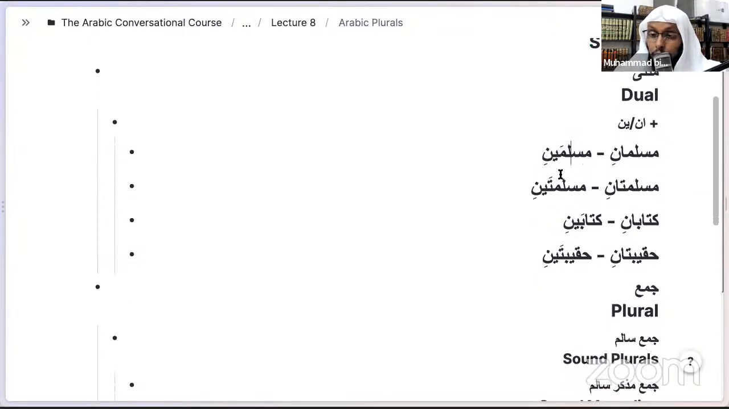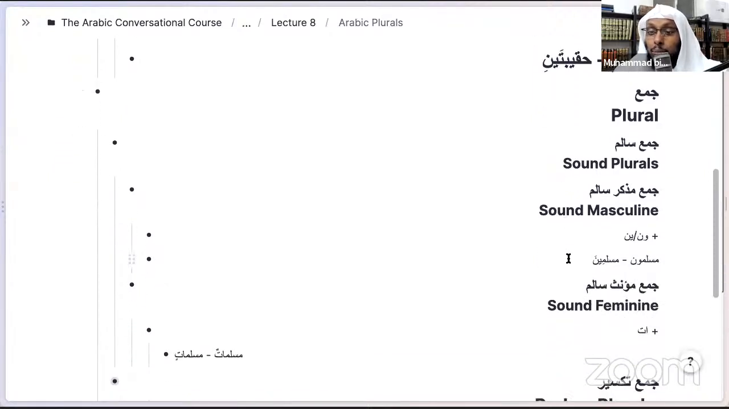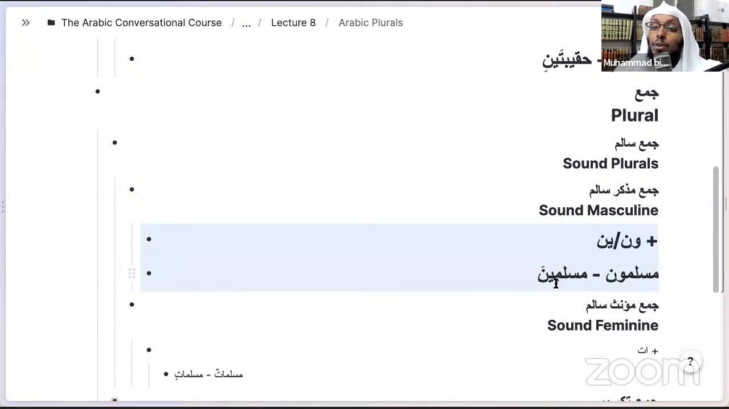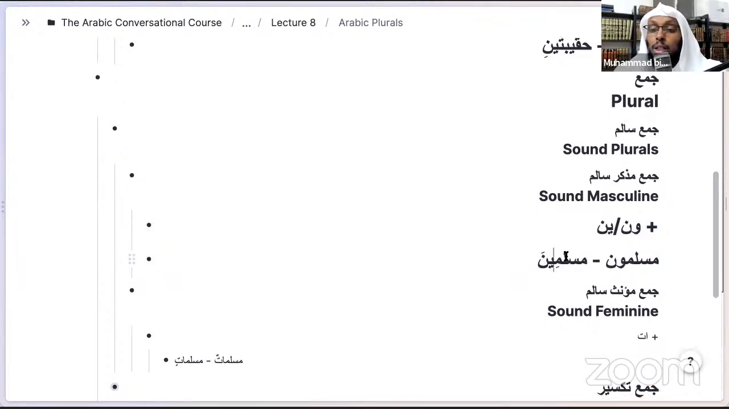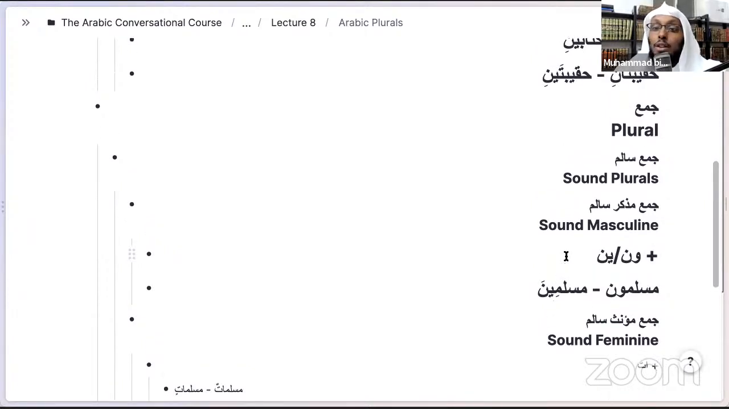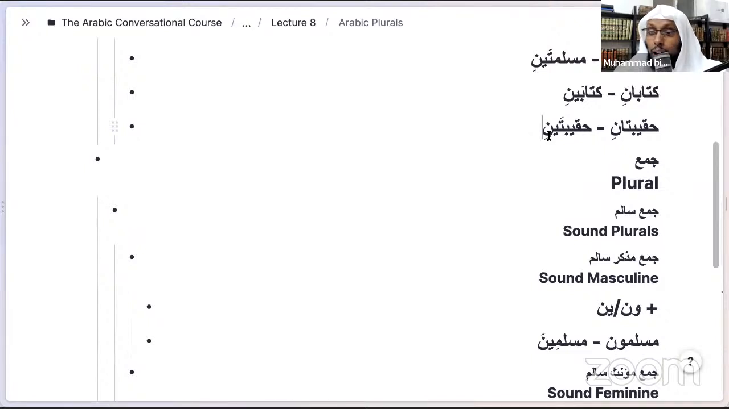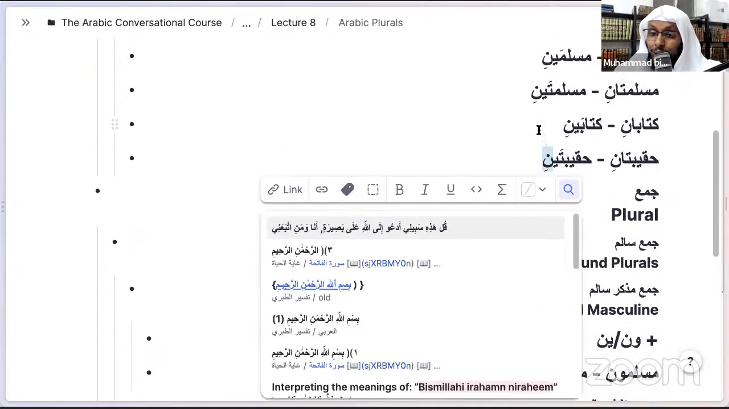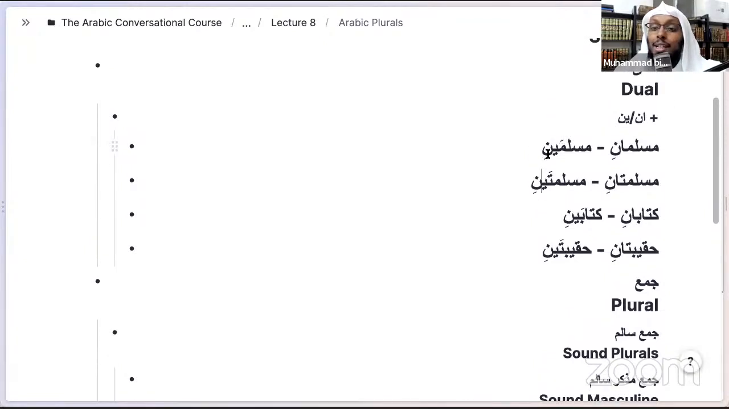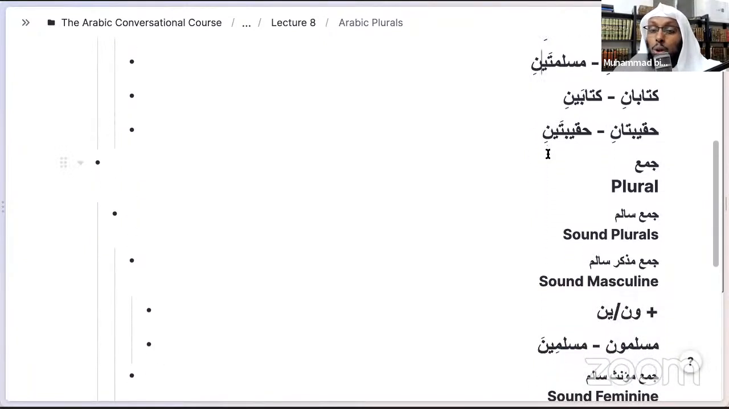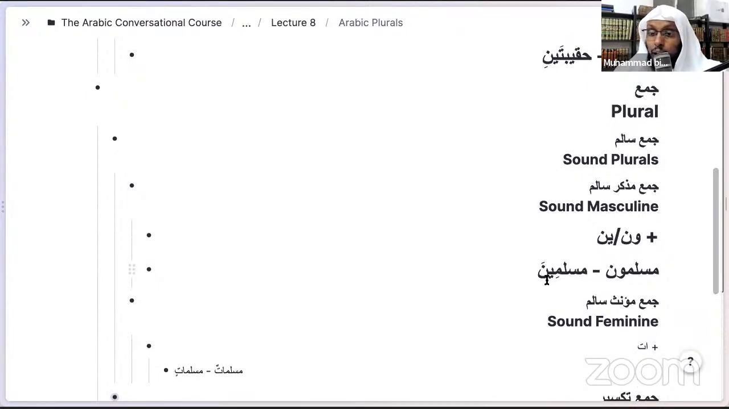Whereas the jama' mudhakkar salim, we also add a ya and noon, but the difference again lies in the letter that comes before the ya and noon. It's going to have a kasra. So it will be uhibbul muslimina. That's one difference. Another difference is that the dual, or the muthanna, has a kasra on the noon. So أحب المسلمين. Whereas the noon on the جمع مذكر سالم has a fatha. أحب المسلمين. Not مسلميني, مسلمين.